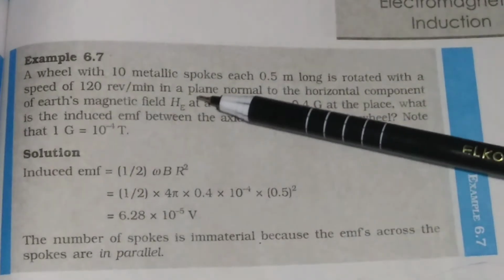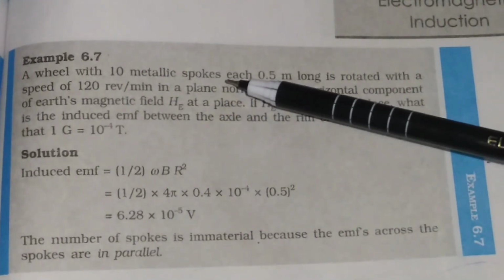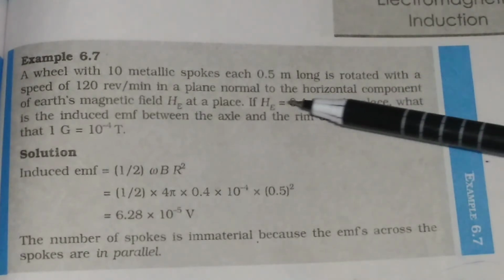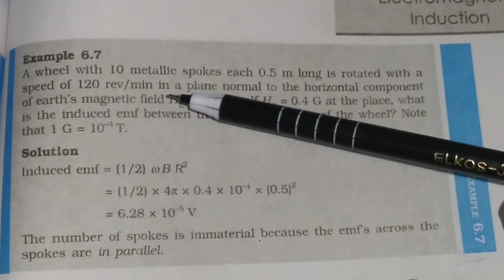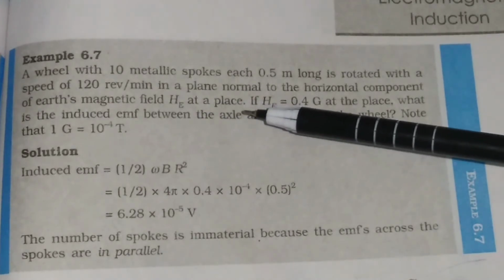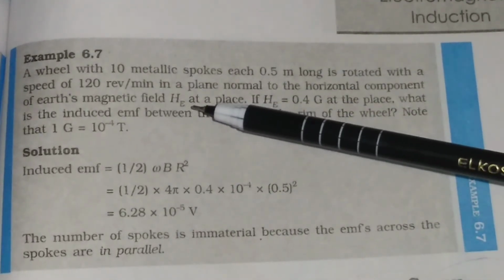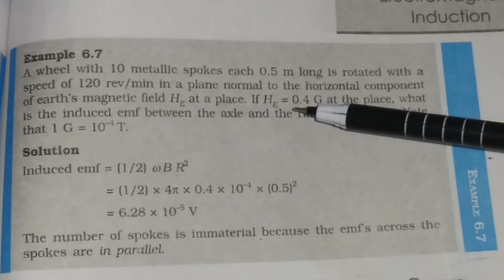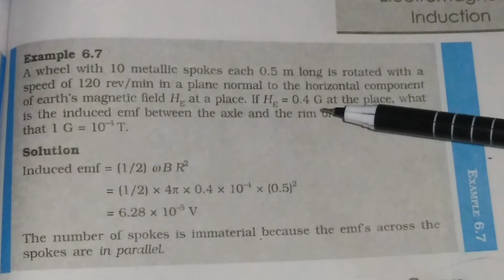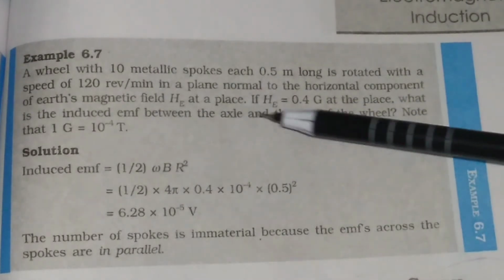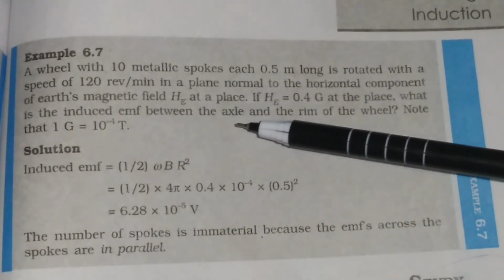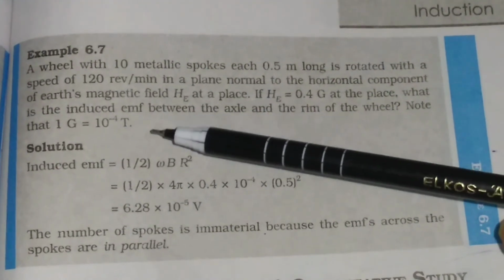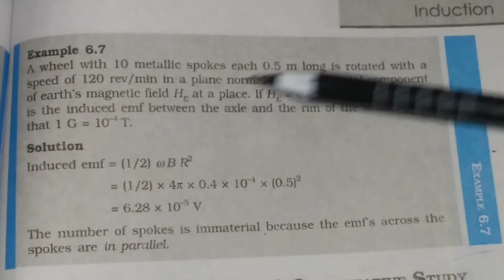Now let us work out another problem. A wheel with 10 metallic spokes, each 0.5 meter long, is rotated with a speed of 120 revolutions per minute in a plane normal to the horizontal component of Earth's magnetic field at a place. If the horizontal component of Earth's magnetic field is 0.4 Gauss at the place, what is the induced EMF between the axle and the rim of the wheel? Note that 1 Gauss is equal to 10 to the power minus 4 Tesla.